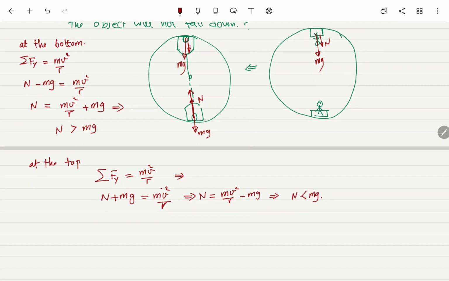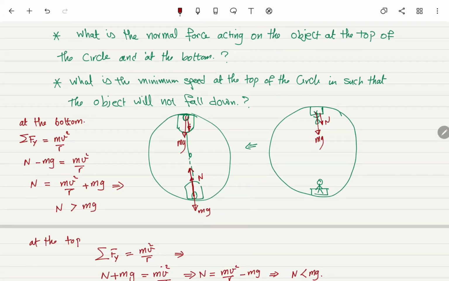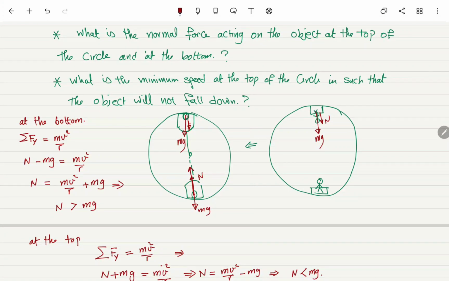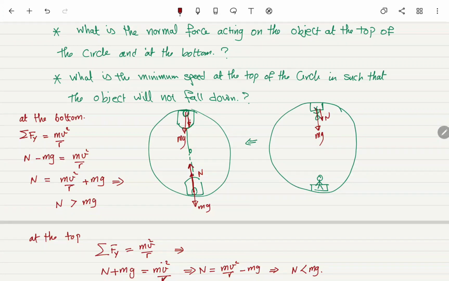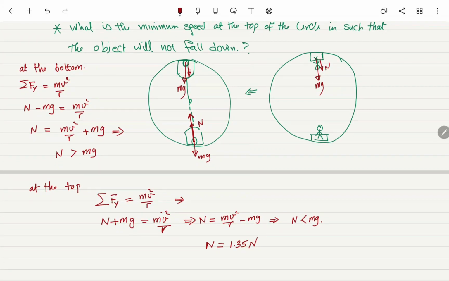By substituting numbers here, you will find the normal force equal to 1.35 Newton. Now to solve the second part of the question: what is the minimum speed at the top of the circle in such a way the object will not fall down? In order to keep the object from falling down, the object has to be in contact with the path, just in contact with the basket.